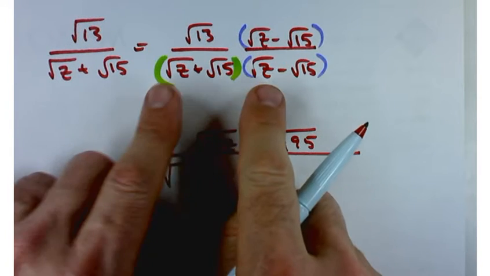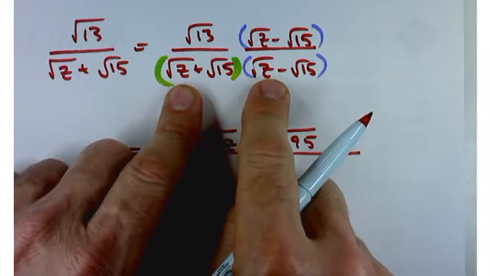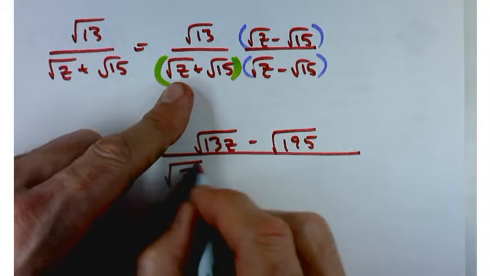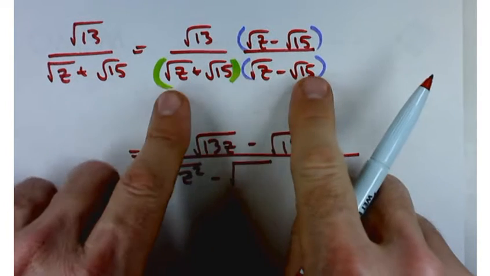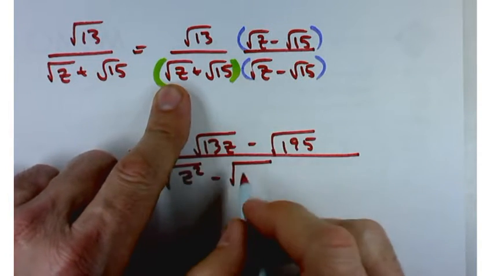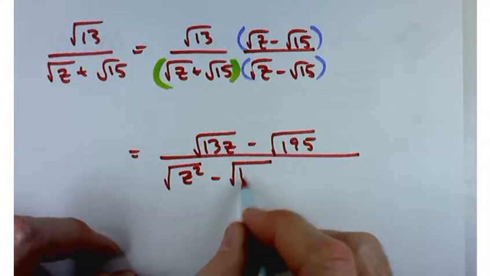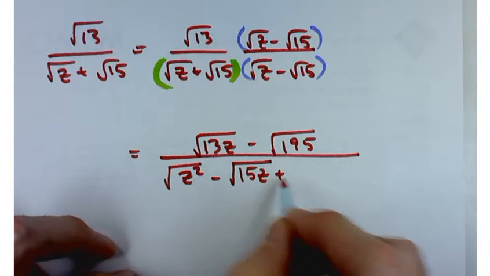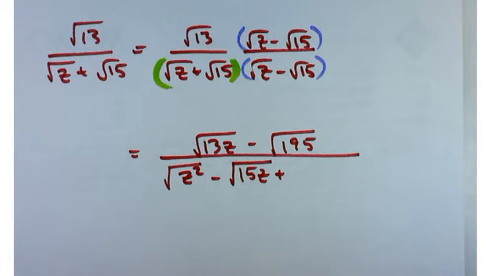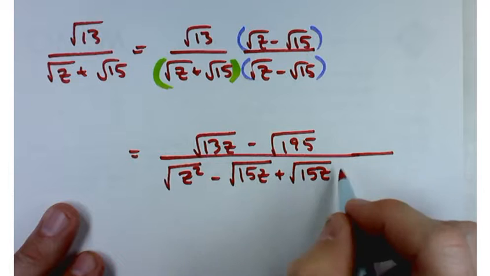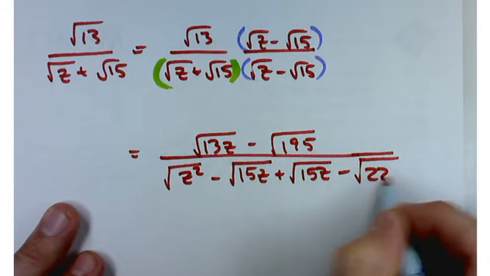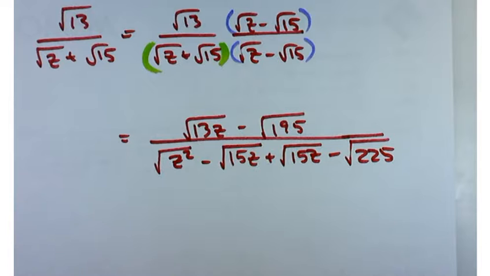Now in the denominator, square root of z times square root of z, square root of z squared, minus, what's the outside terms? Square root of 15z. Inside terms, you have a plus times a plus. So plus the square root of 15z, minus the square root of, I'll help you out here, 225. Or you could just write 15 squared. Works out either way.